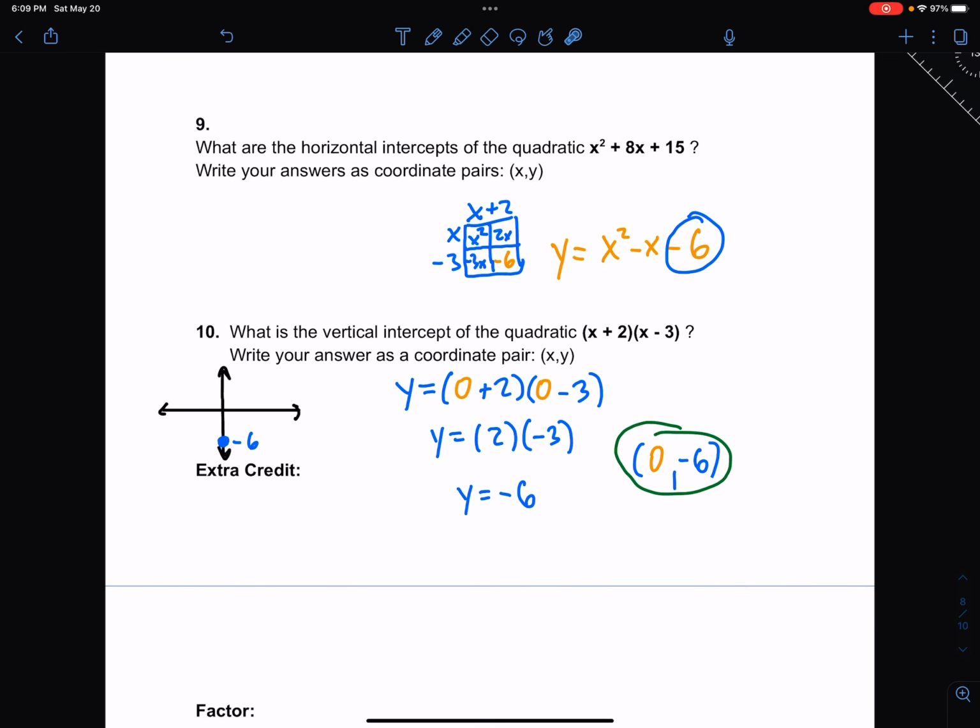So just remember, if you're looking for the vertical intercept, you want to know when x equals 0. On question 9, when you're looking for the horizontal intercepts, you're looking for the two x values that make y equal to 0.